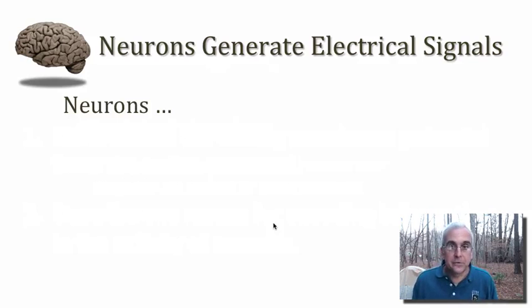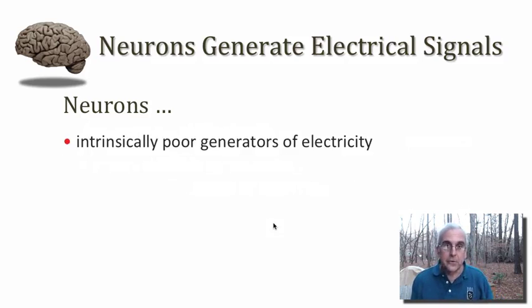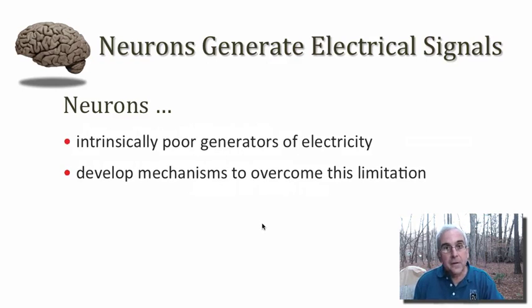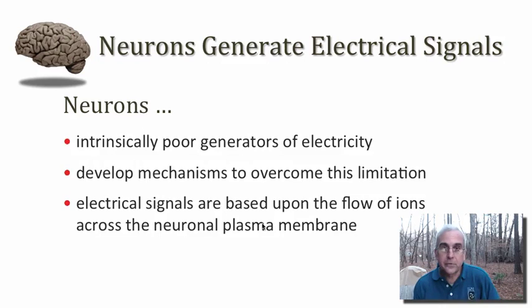Well, this brings us to neurons and their unique properties. However, we've got a bit of a problem, and that is that neurons are intrinsically poor generators of electricity. That is, they just don't conduct electricity very well, being made of biological materials. However, neurons have evolved really fascinating mechanisms to overcome this limitation. And those mechanisms involve the generation of electrical signals through the flow of ions across the neuronal plasma membrane.